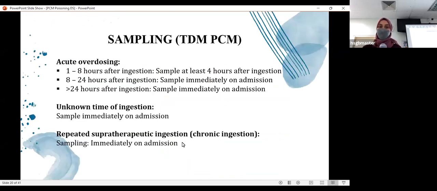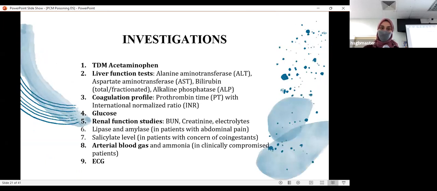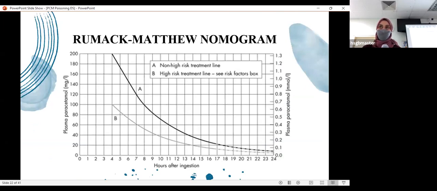Right, so when do you sample your TDM levels? So it depends on the time of the presentation. If the patient presents to you within 1 to 8 hours after ingestion, you sample the TDM level at least 4 hours after ingestion. If the patient presents to you after 8 hours after ingestion, you sample immediately on admission. If you are unsure of when the patient took the PCM, you sample immediately on admission. If the patient has repeated supratherapeutic ingestion or chronic ingestion, you also take the TDM levels immediately on admission. So other bloods that you should take are your LFTs, your coagulation profile, your DXT levels, your RP, blood gases, as well as ECG.